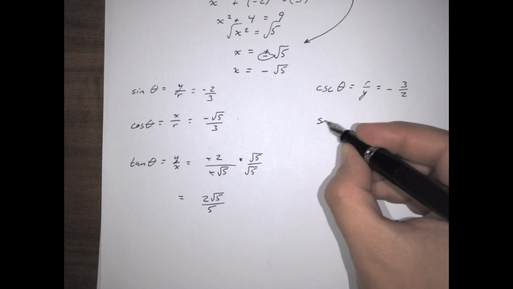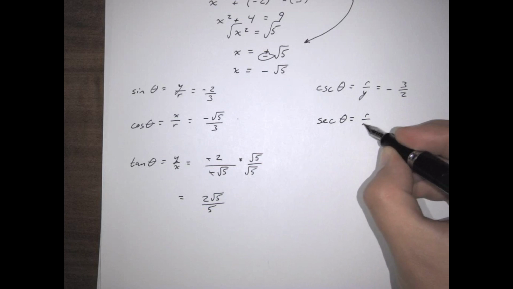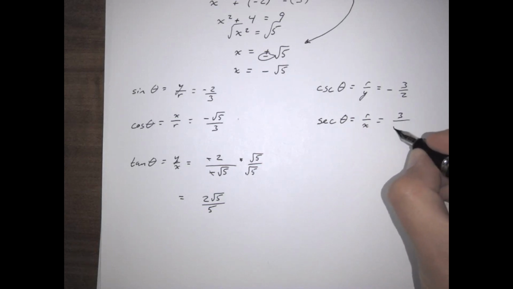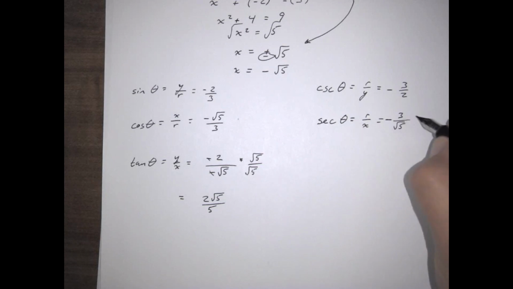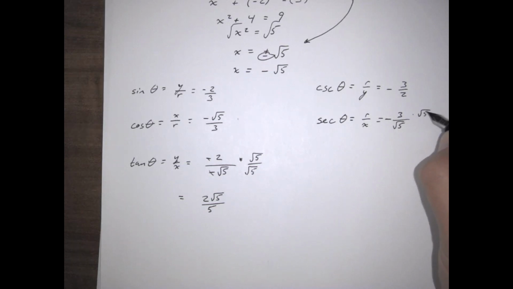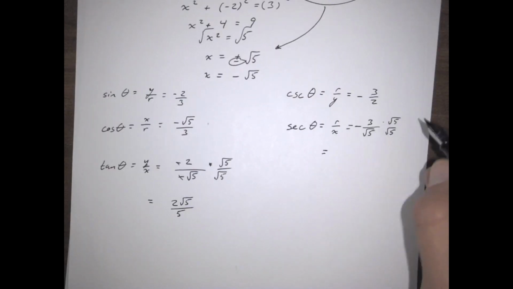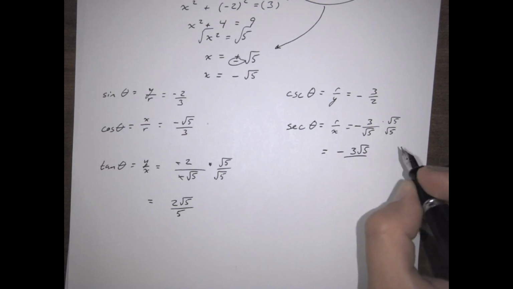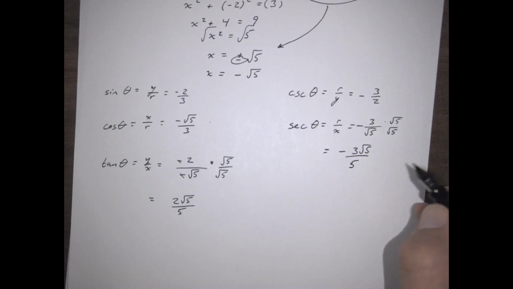For the secant, what have we got? We've got r over x, which is going to equal 3 over root 5, and the whole thing is negative, so I'll just put that up front. But that is not rationalized, so I'll just carefully multiply the top and bottom by root 5. And that will give me negative 3 root 5 on the top, and then on the bottom, root 25, which just equals 5.